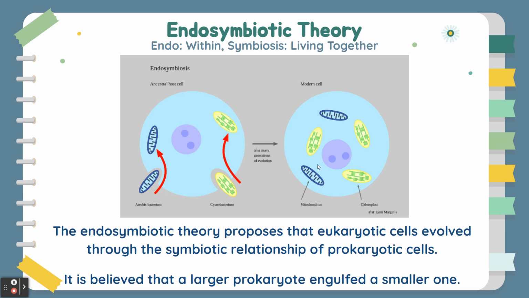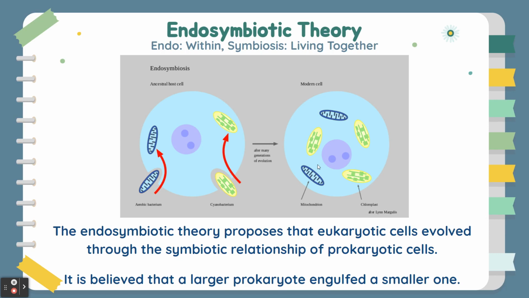To help you remember this, please focus on the root words. Endo means inside. Symbiosis, we know, refers to that long-term relationship between organisms. In the case of the endosymbiotic theory, it's talking about one cell living inside another with a mutualistic relationship. The theory is essentially named after the belief that mitochondria and chloroplasts were once separate prokaryotic cells that were engulfed by a larger cell.